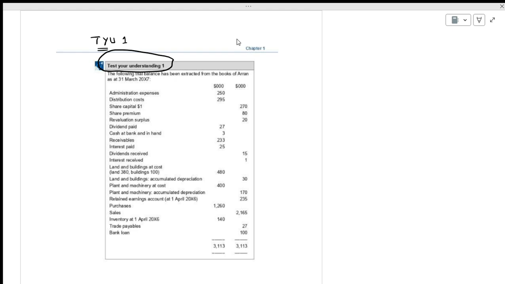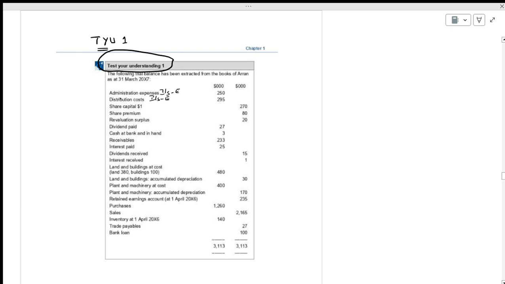Administration expenses, where will it go? It is an expense. When it is an expense, where do we have to show it? In the profit and loss statement, the income statement. Distribution cost is also an expense, so income statement.